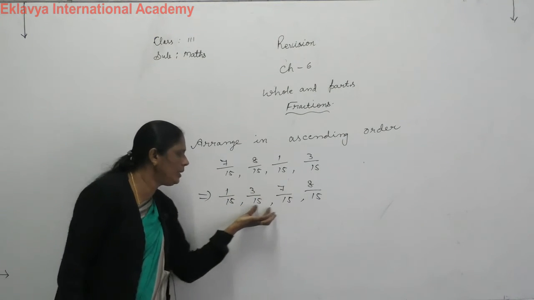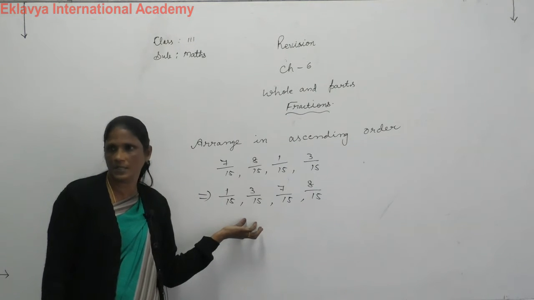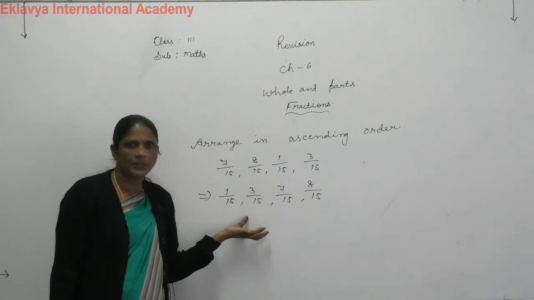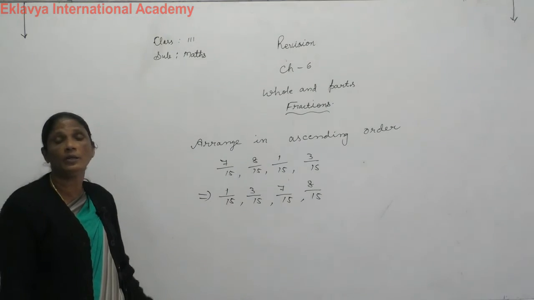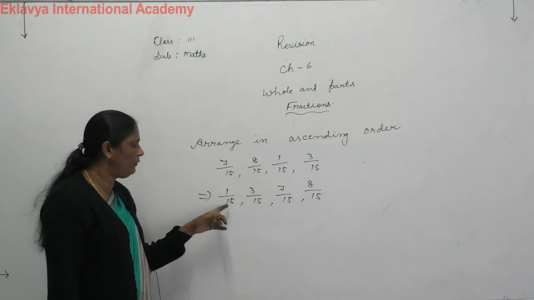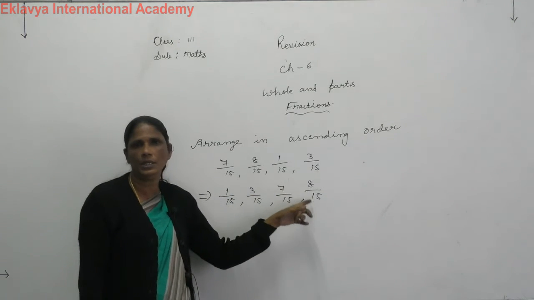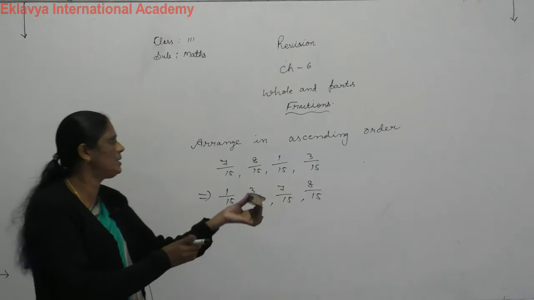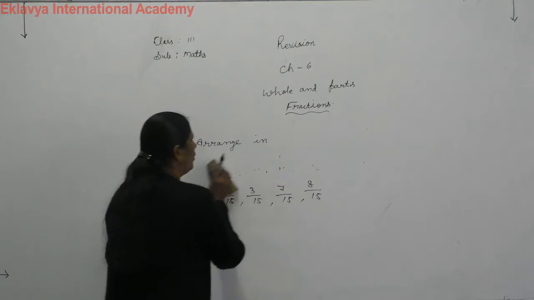Here the denominators are same. Like fractions. Therefore, we arrange in order of smaller to bigger numerator: 1 by 15, 3 by 15, 7 by 15 and 8 by 15. Understand this?